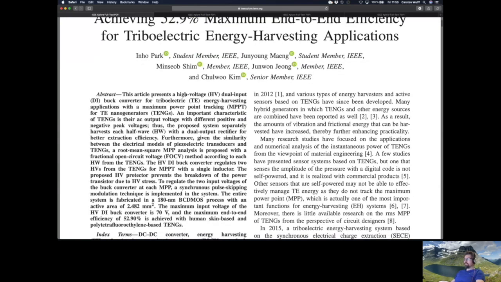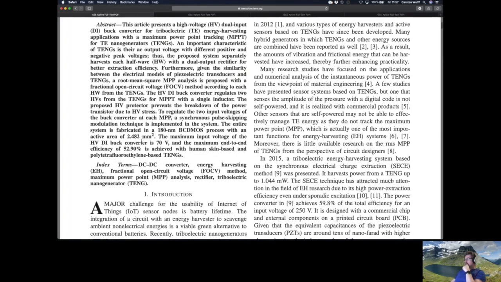This article presents a high voltage dual input buck converter for triboelectric energy harvesting applications with maximum power point tracking for TENGs. What the hell is that? Who knows? An important characteristic of TENGs is their AC output voltage with different positive and negative peak voltages. Thus, the proposed system harvests each half wave with a dual output rectifier for better extraction efficiency. Okay, so this is about energy harvesting.